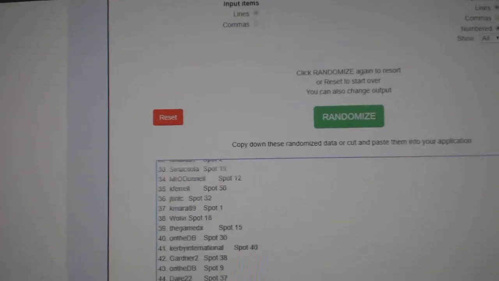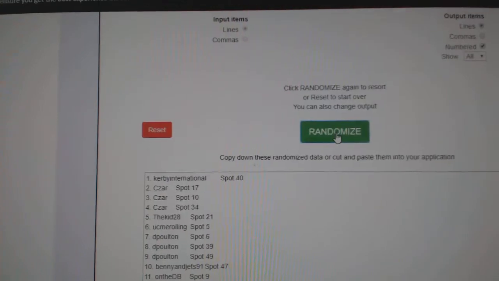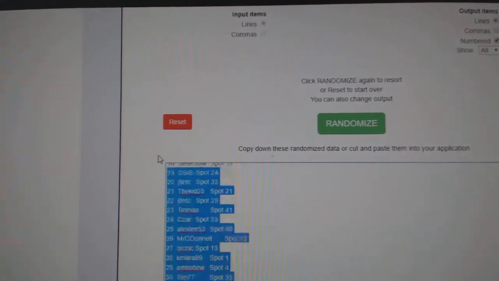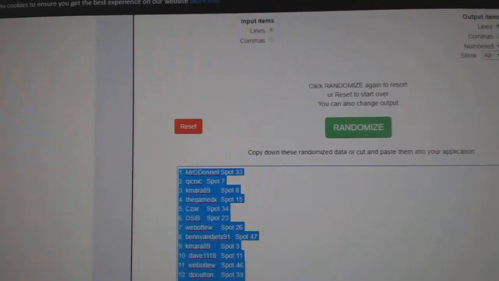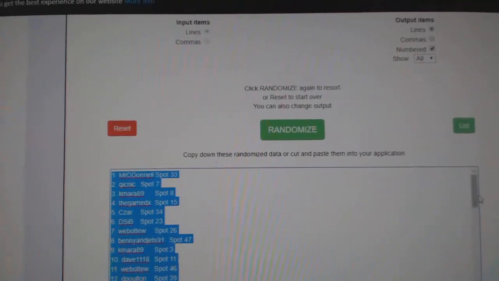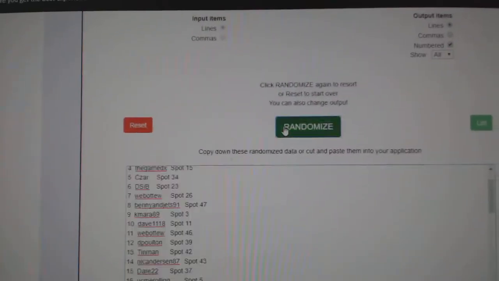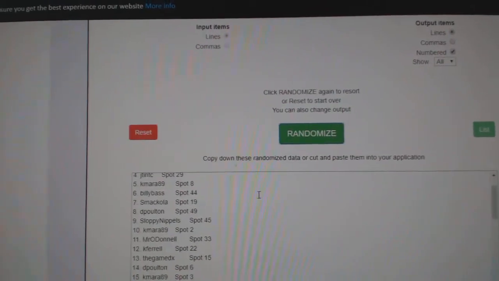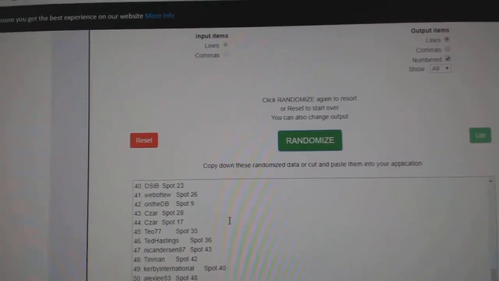Here we go, starting off CNC break 10,762, everything three times. One, two, three. Copy. Paste. And one, two, three. All right, let's do the same one.